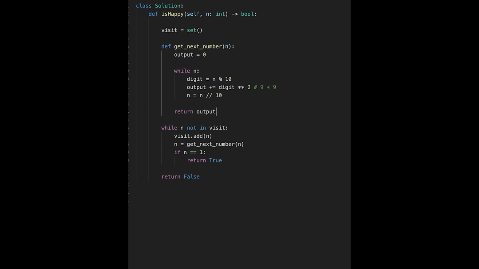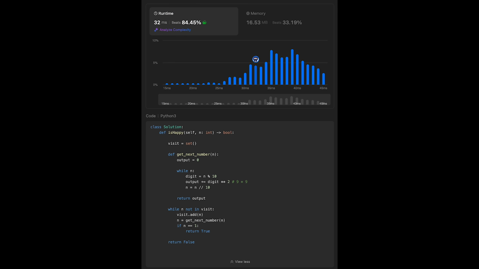So let me submit it. Yeah, looks good. And the time complexity of this solution should be order of log n. And the space is order of k. So let me skip my explanation because it's wrong. I wrote down the reason in my post, so you can check it in the description below if you want.